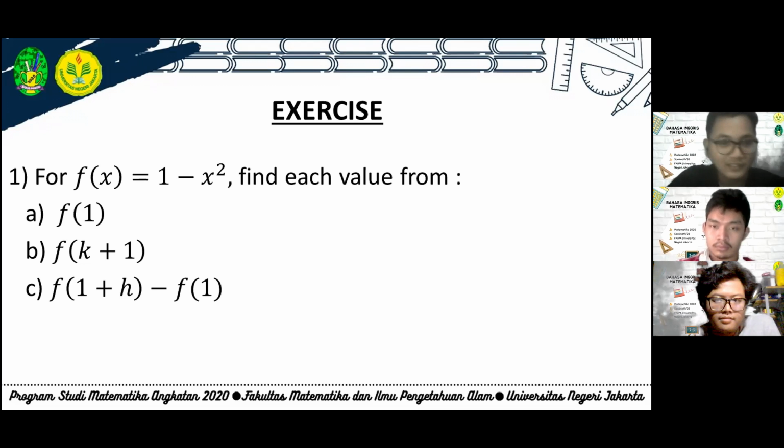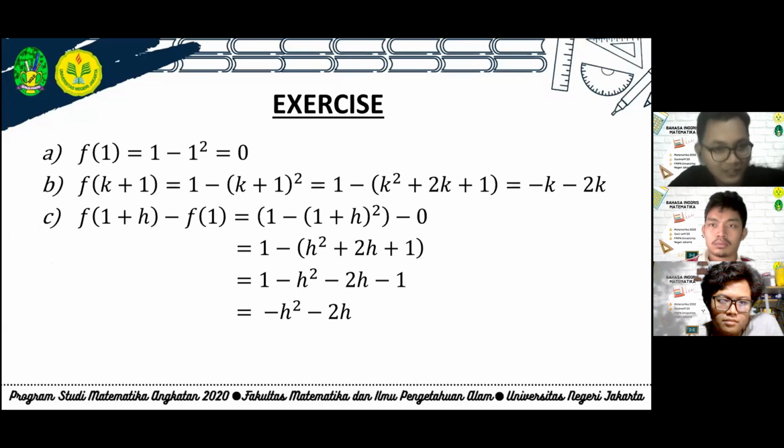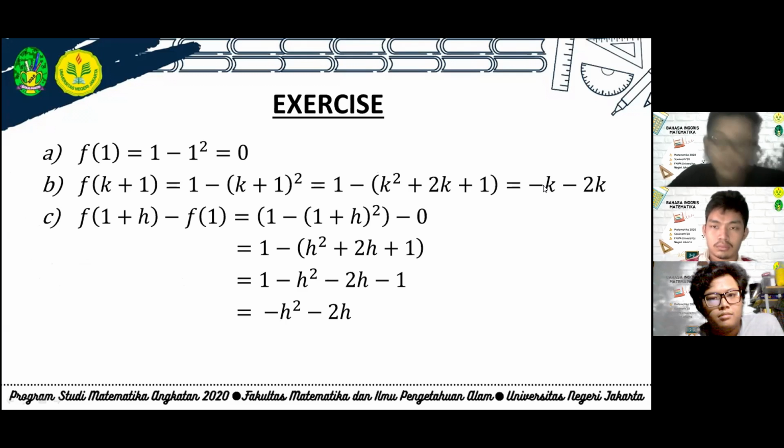Anyone want to try again? Yeah, the last question from number 1. May I try? Okay. The answer is minus h squared minus 2h. Yeah, the answer is correct. Okay, you can see the answer. Sorry, this is false. It's minus k squared, not minus k only.